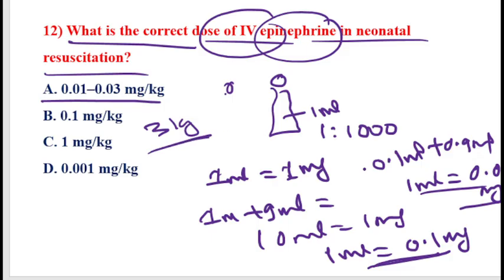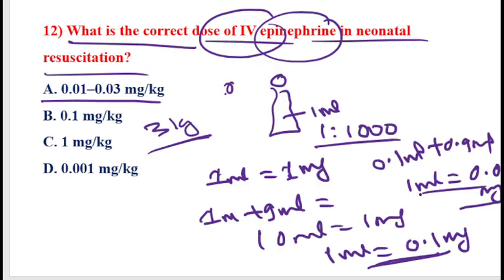So what have we done here? We took 1 ampule, which contains 1 ml, and 1 ml is equal to 1 mg. Epinephrine is prepared in the ratio of 1 is to 1000. We take 1 ml of epinephrine and 9 ml saline, so the total is 10 ml, equal to 1 mg. So 1 ml is equal to 0.1 mg. Then we take only 0.1 ml and add 9 ml saline, so the total becomes 1 ml.